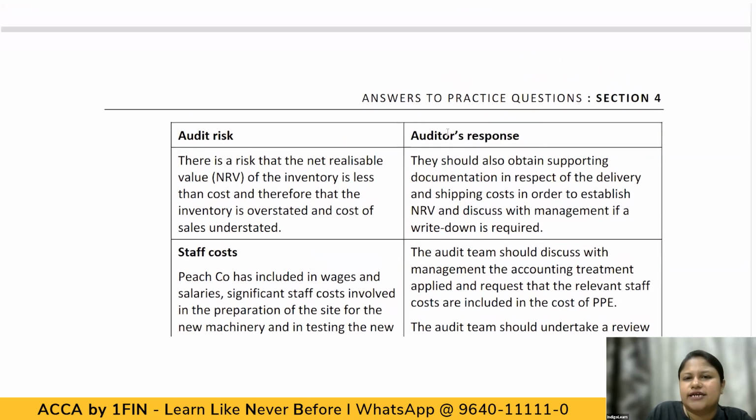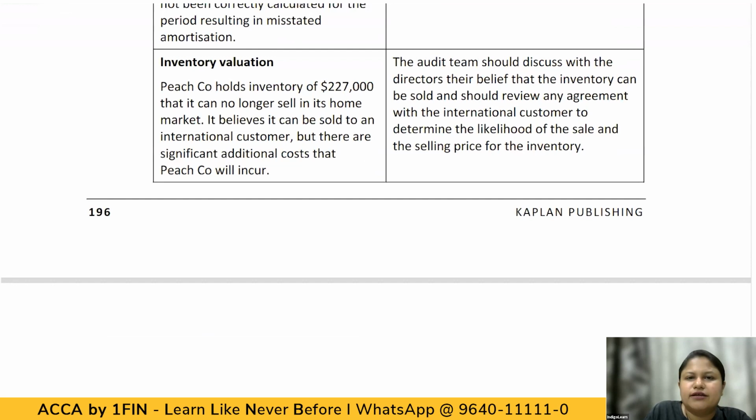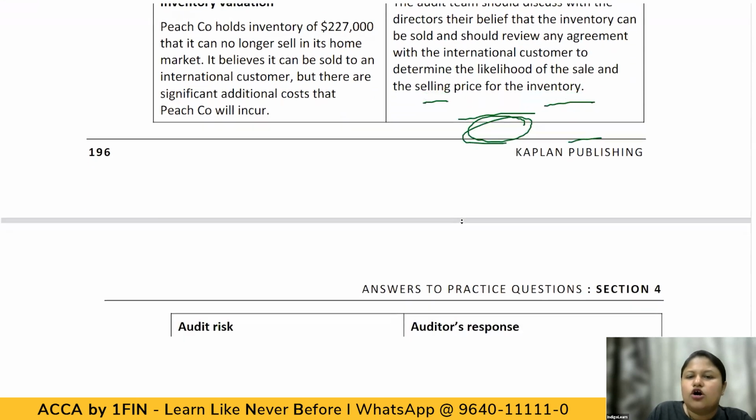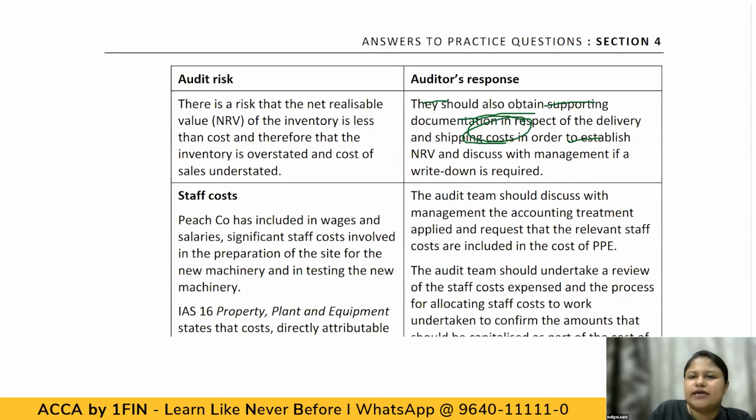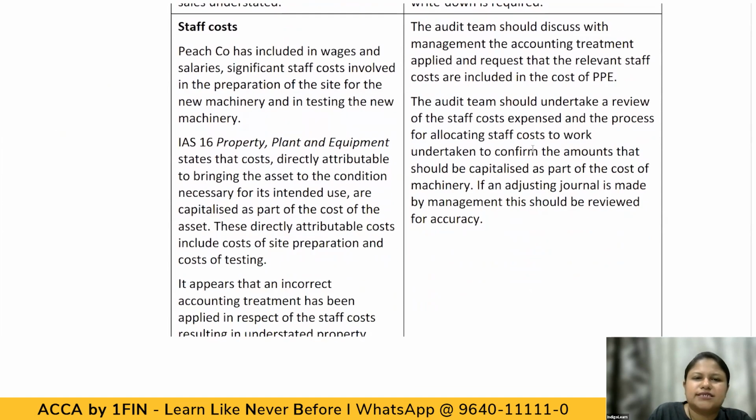Correct? Now, how will the auditor check it? The auditor has to first identify whether an international customer is really available. The audit team should discuss with the directors their belief that the inventory can be sold, and should review if there is any agreement with the international customer to determine the likelihood of the sale and the selling price of the inventory. Also understand what would be the price for the purpose of packaging and all that. They should also obtain supporting documentation in respect of delivery and shipping costs in order to establish the NRV. Based on that, you'll be able to establish the cost, and decide which is less, the cost or the NRV. Correct? So obviously it is a risk.